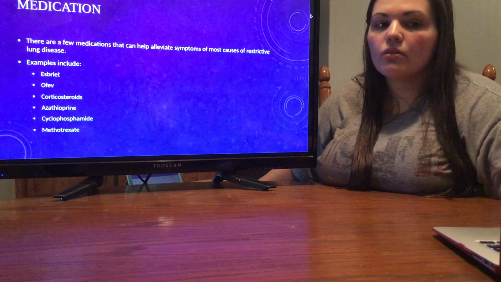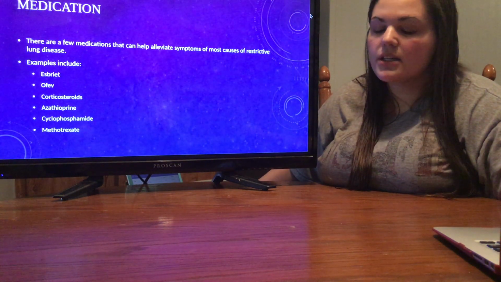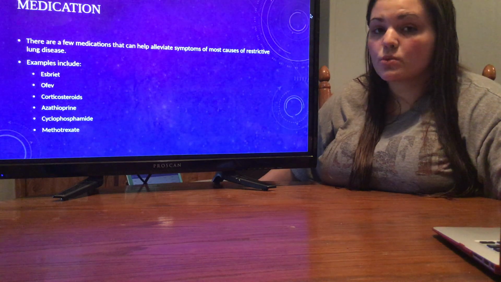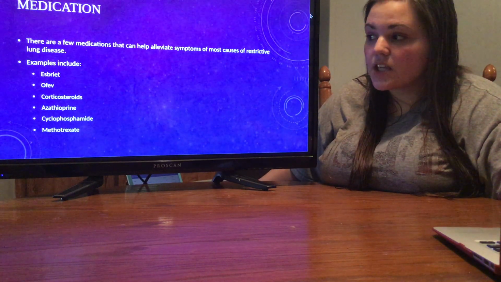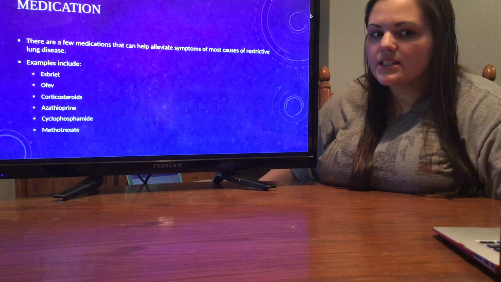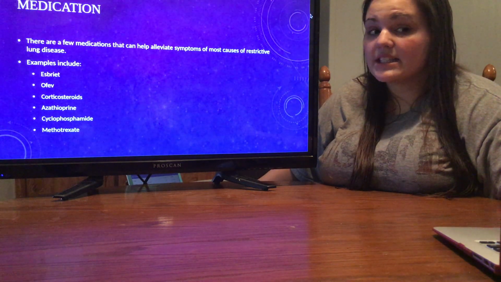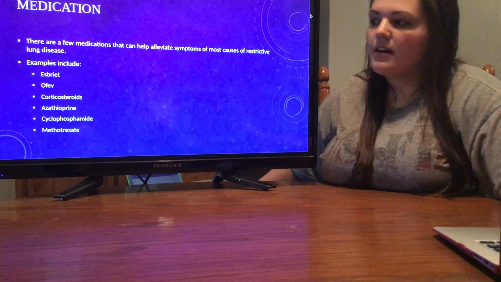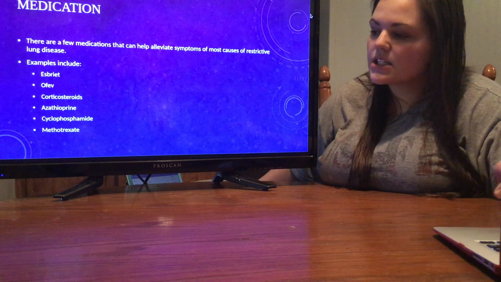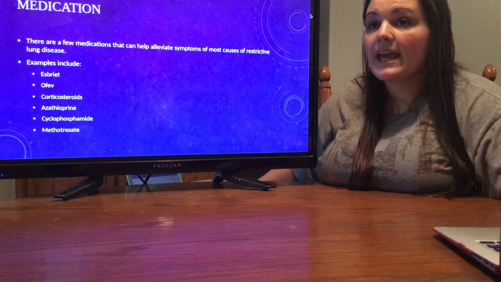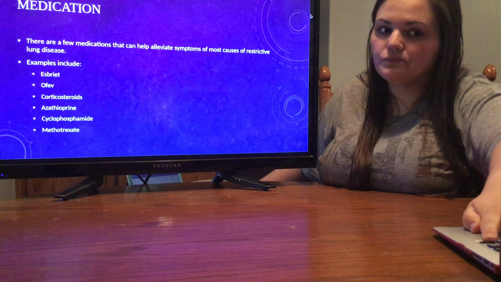There's an article by H.C. Robinson that tells us of some newer drugs that have been used to treat individuals with idiopathic pulmonary fibrosis, and those are the top 2 drugs on this list. Those are being used to slow the disease progression. And then the bottom 4 medications on this list are used mainly for the inflammation that can arise.